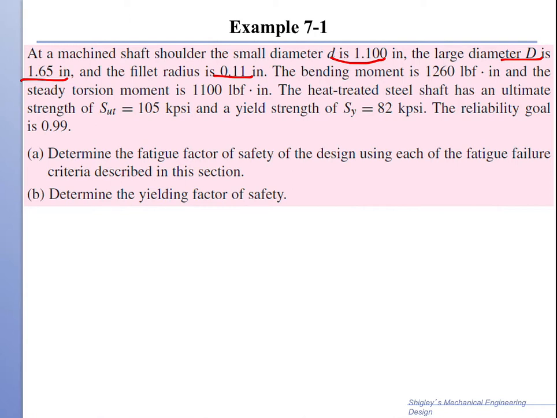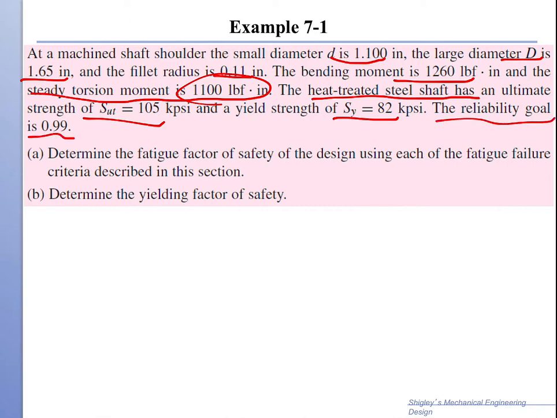Now we have a bending moment of 1260 pound-inch, which will result in an alternating component of the stress, and we have steady torsion of 1100 pound-force inch, which will result in a mean value of the shear stress. And we have a heat-treated steel shaft. It has an ultimate strength of 105 ksi, a yield strength of 82 ksi, and we need a reliability goal of 0.99.